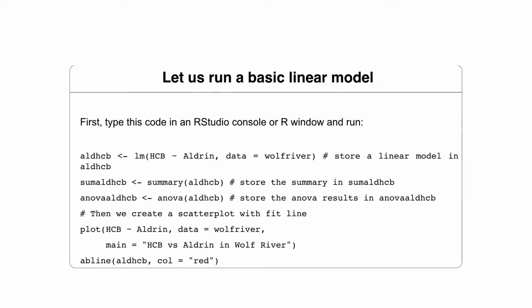Then we put a comma. This combination of the outcome variable, tilde, and the explanatory variable is itself a linear model. Then there's a comma, and then you put the data from where it is taken. The data in this case is the Wolf River data. This is how we store a linear model in old_hcb.